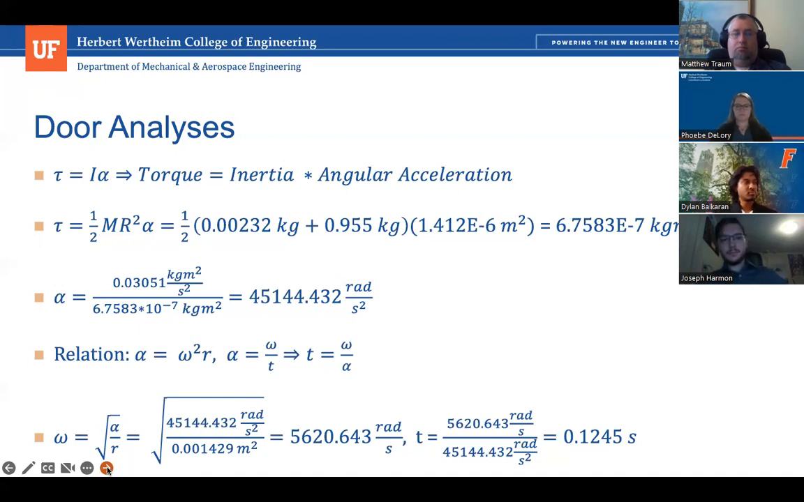And reworking the angular acceleration is equal to angular velocity divided by time formula to solve for time, we were able to get that the total amount of time in ideal conditions for the door to open would be approximately 0.1245 seconds, which is well within the 2-minute time frame given.